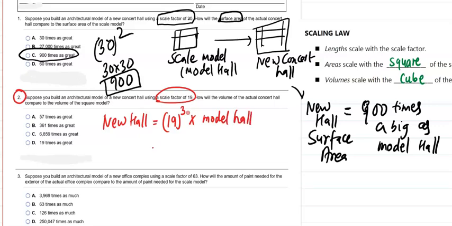In other words, 19 times 19 times 19 gives you 6,859 times the model hall. So in this question, the actual hall, the new hall, is 6,859 times as great as the model hall. So the answer is going to be C.